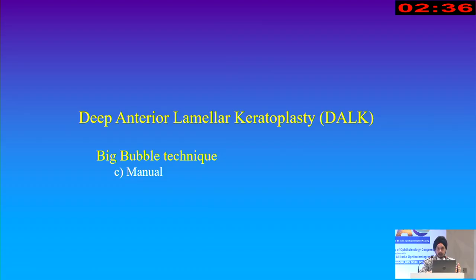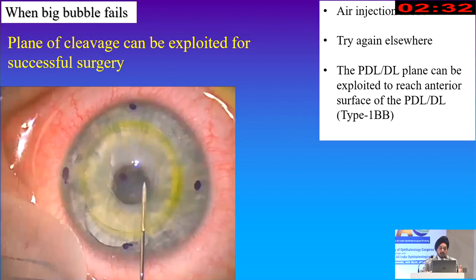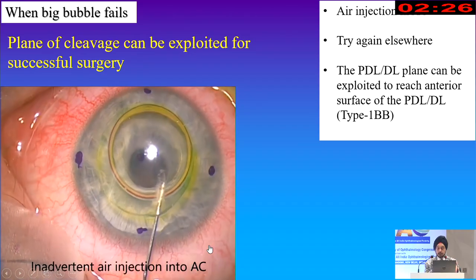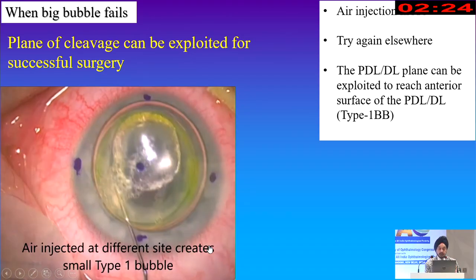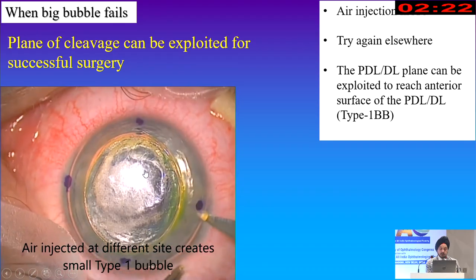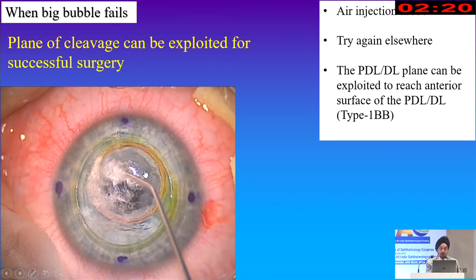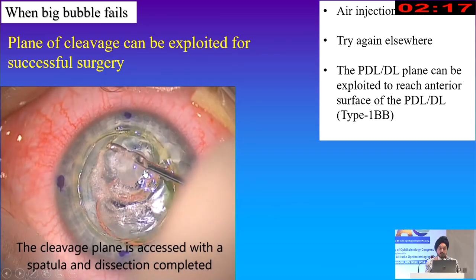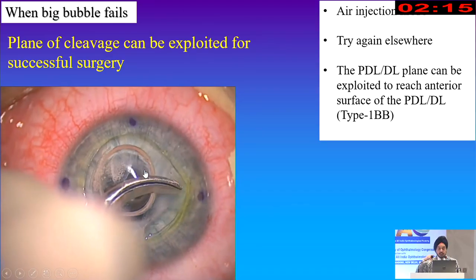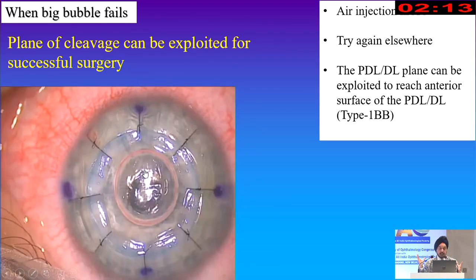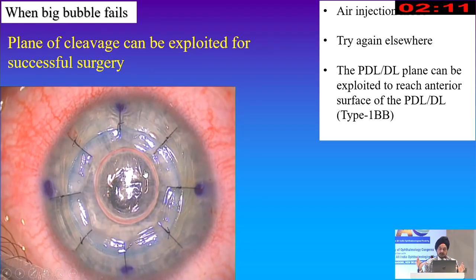What about the third technique, the manual technique? When you don't get any kind of bubble, then things can happen which can give you a little extra help, like you see over here. Air went straight into the anterior chamber, so you come out, inject air at another point, you get a small intrastromal bubble, so that's very good. You release the air in that small bubble, and then mechanically with a spatula, you can dissect all the way around like a type 1 bubble and get exactly the same result.